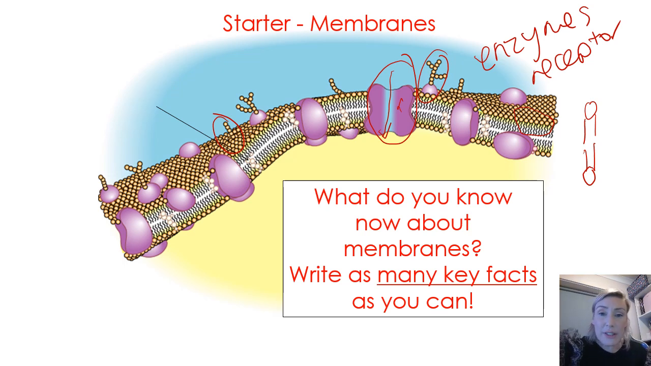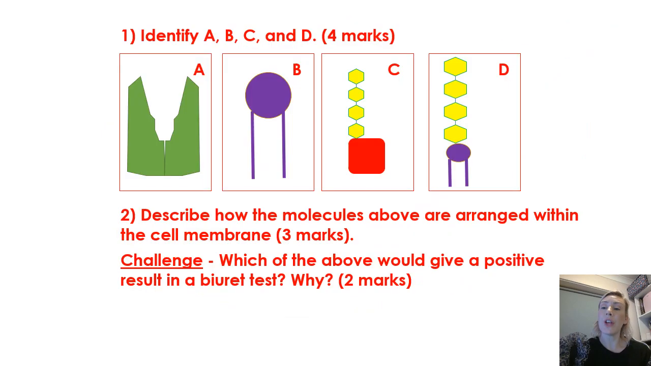And also in your cell membrane structure, you'll see that you've got cholesterol slotted in between the tails of the phospholipids as well. And of course, that was about the fluidity of the membrane and the amount of cholesterol present. So I'm hoping you've got all those key facts, and maybe you've got some more. Brilliant work. Okay, so moving on then to our next task.